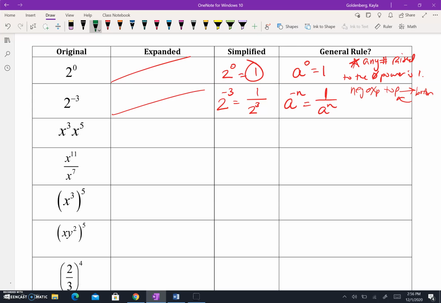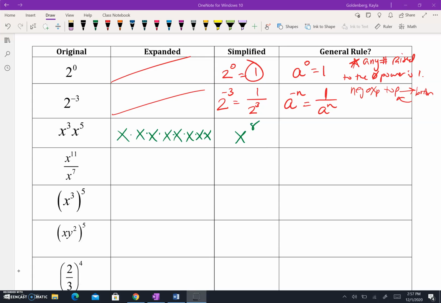So expanded form, x cubed times x to the 5th. 1, 2, 3. 1, 2, 3, 4, 5, right? Simplifying that, I have 1, 2, 3, 4, 5, 6, 7, 8. So I could just say that that's x to the 8th power. Notice, take a look back at the original problem. We had x cubed times x to the 5th. Notice how the 3 and the 5 give us that 8.